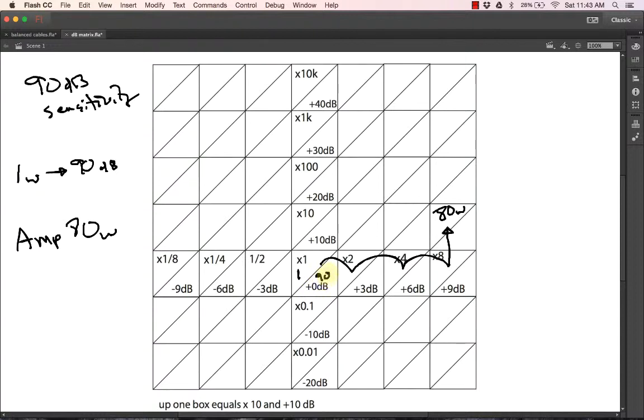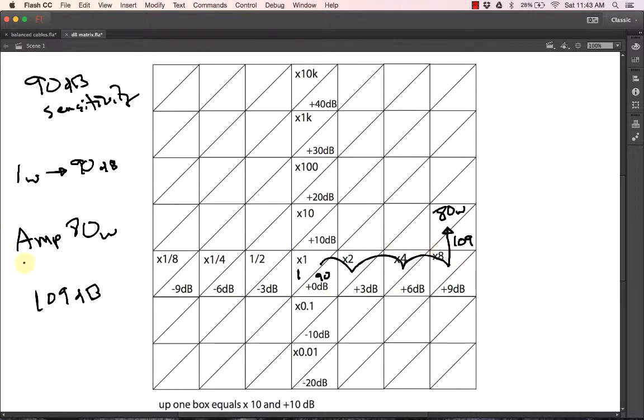I'm starting at 90, plus 3, 6, 9. So now I'm at 99, then plus 10, 109. 109 dBs. Okay, that's loud. That's really loud. 120 is threshold of pain, so you're not going to want it much louder than that.